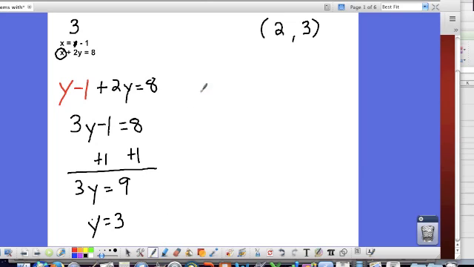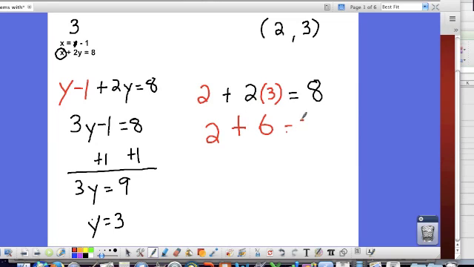Now I'm going to go look at the second equation, which was x plus 2y equals 8. And I'm going to check this. Meaning I'm going to take out x, I'm going to take out y. For x, I'm going to put in 2. For y, I'm going to put in 3. And it was 2 times y, so 2 times 3. 2 plus 6 equals 8. And 2 plus 6 does equal 8, so it checks. So that is my solution.